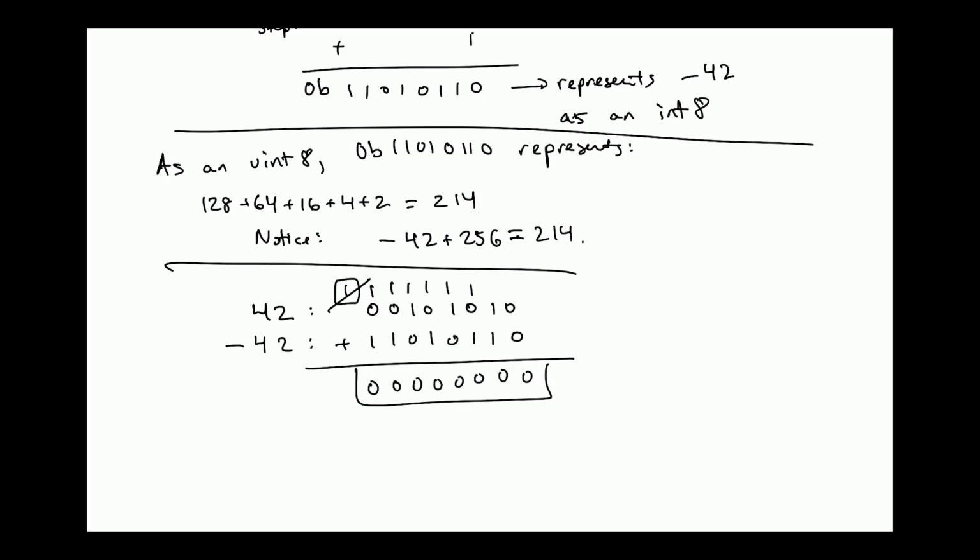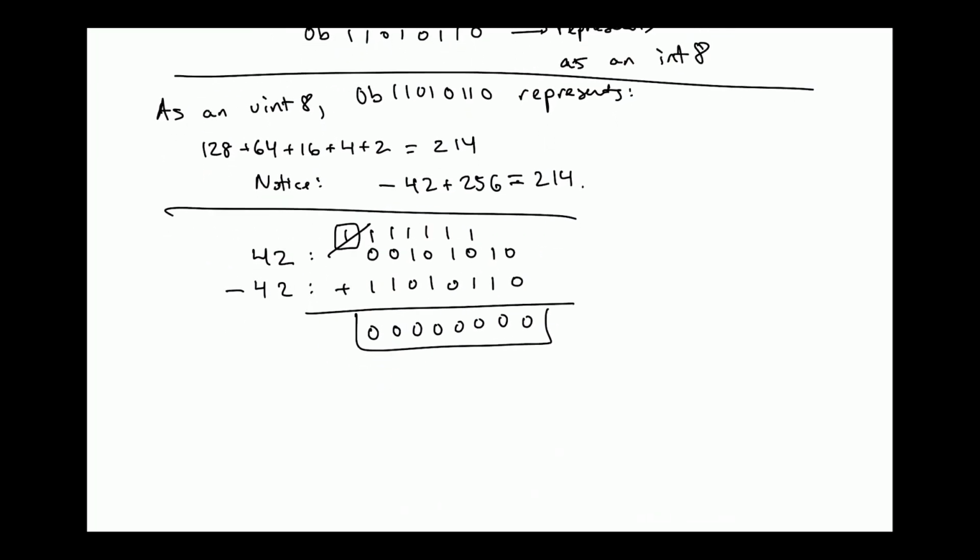Okay, so this system that we're using here, this method, is called the 2's complement. And that's how we deal with negatives on computers, or negative integers. Floating point's a whole other bag of hurt.